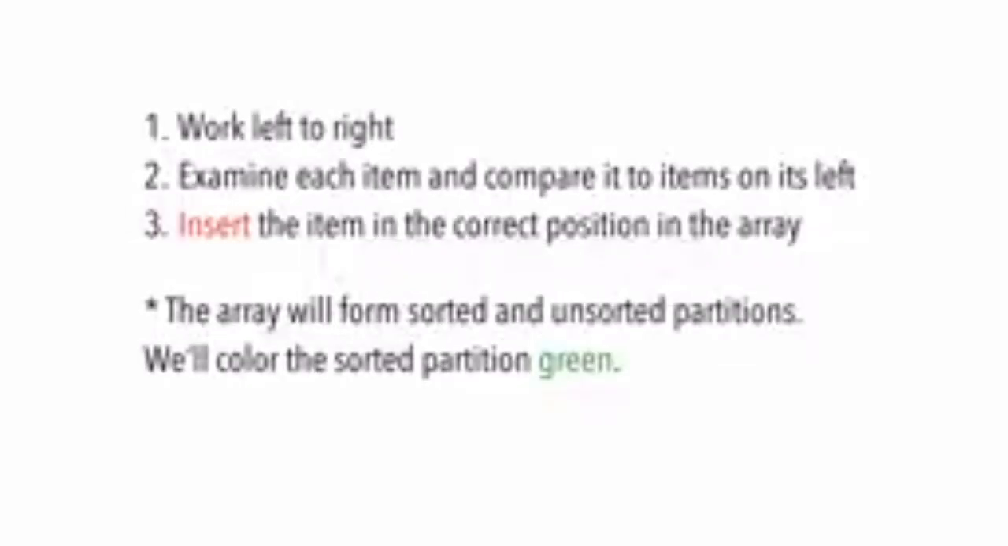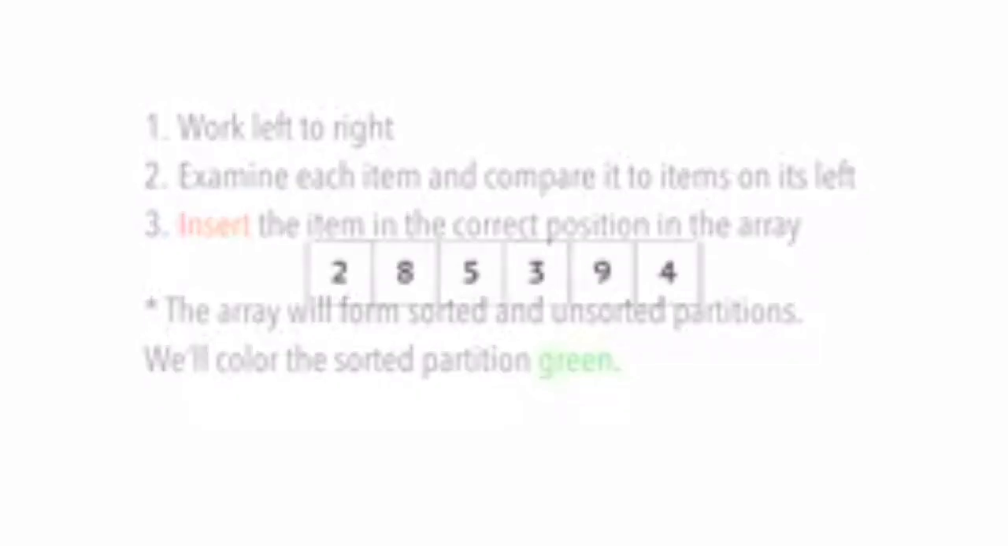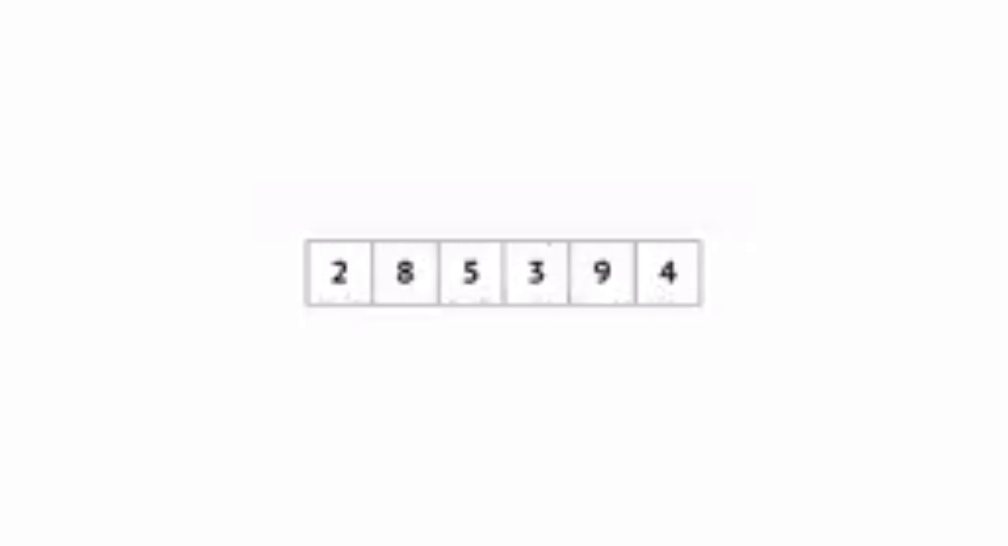Let's dive right in. We're given this array and we want it sorted in increasing order. Here's what we're going to do. We'll start at the left and work our way to the right, examining each item and comparing it to the items on its left. We'll then insert it in the correct position in the array. You'll notice that part of our array will be sorted as we progress. We'll mark those items with a green background. Let's begin and you'll see what I mean.